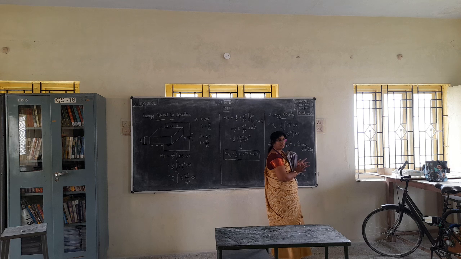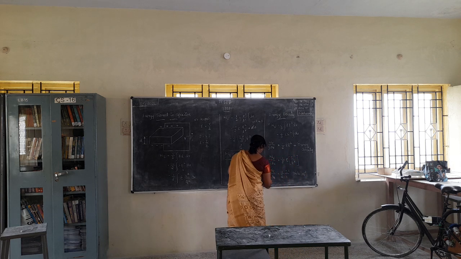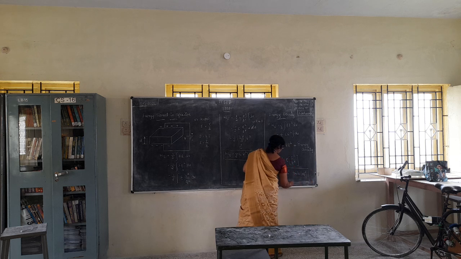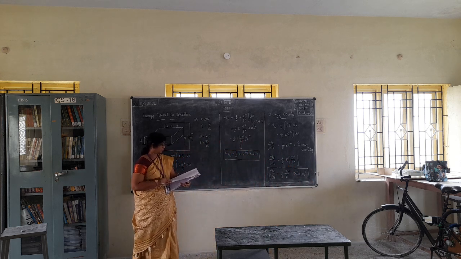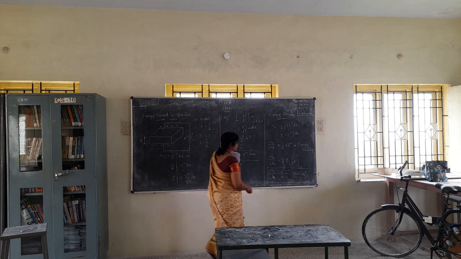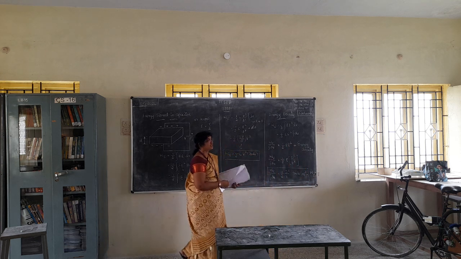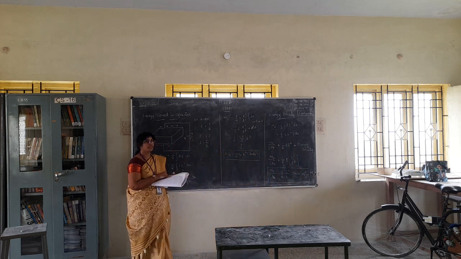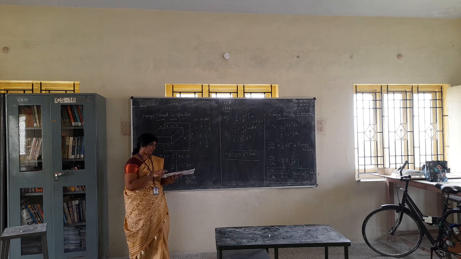Volume, length, breadth, height, cube, meter cube. So this is also mentioned as WE only. Energy density is also measured as WE.